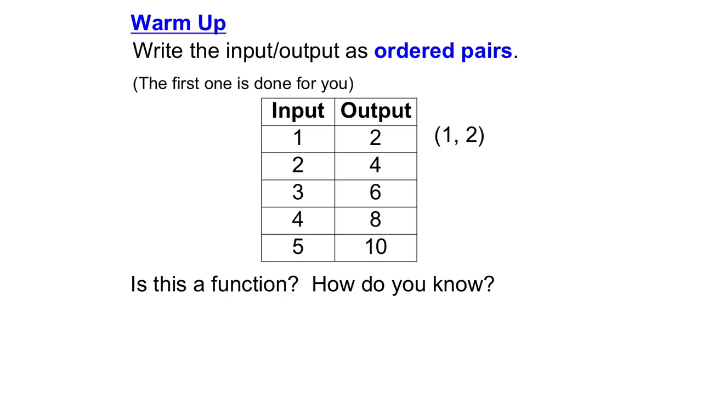Hello everyone. Before starting the lesson, please try this warm-up. Write the input/output as ordered pairs. The first one is done for you. Input 1, output 2, ordered pair. In brackets, 1, 2. So do that, write ordered pairs for each set of input and output.